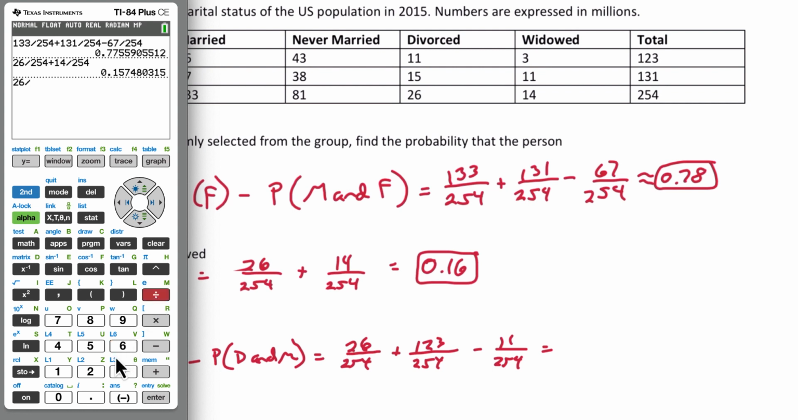26 divided by 254 plus 123 divided by 254 minus 11 divided by 254. And we get roughly 0.54.